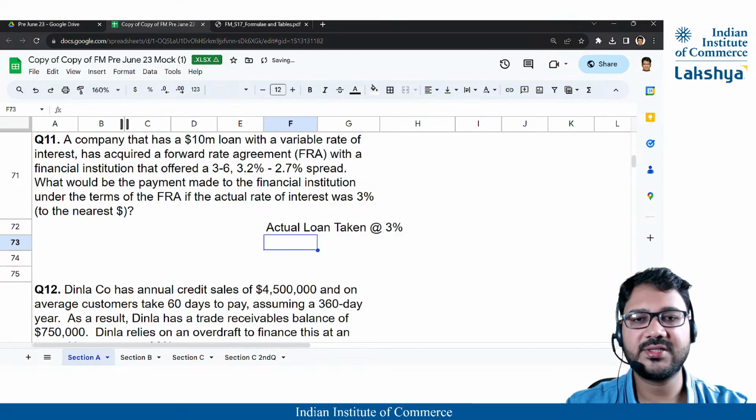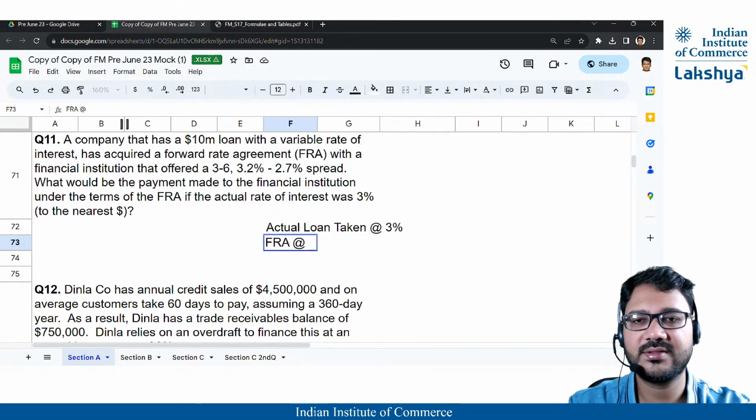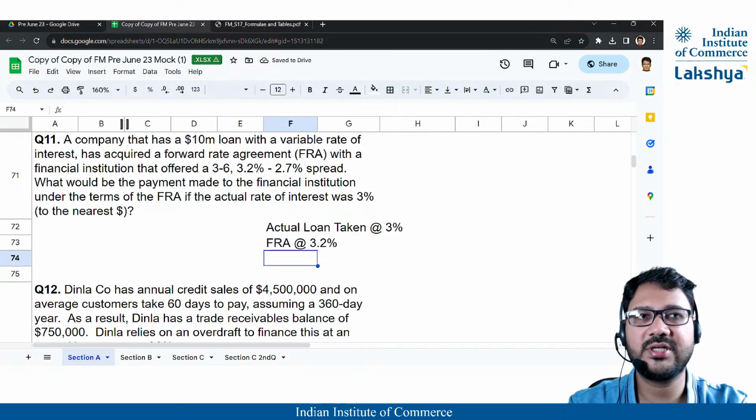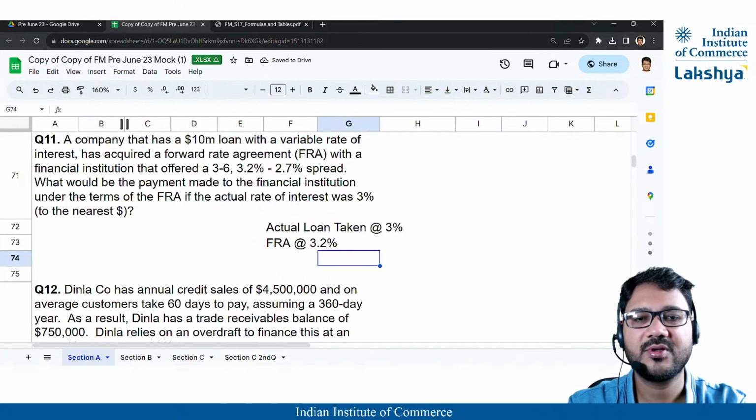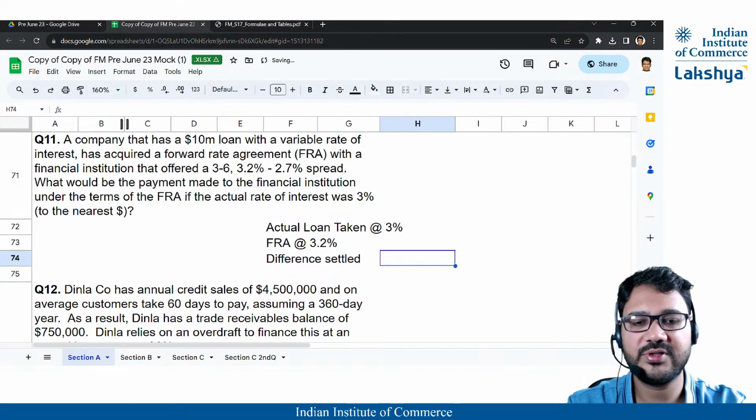Actual loan taken at 3%, and then the FRA will get executed, or rather be closed, at 3.2%. So what is the difference between the two? The difference will be settled.